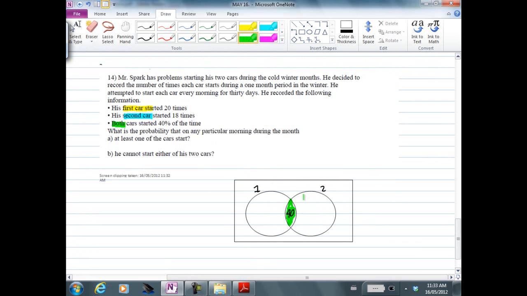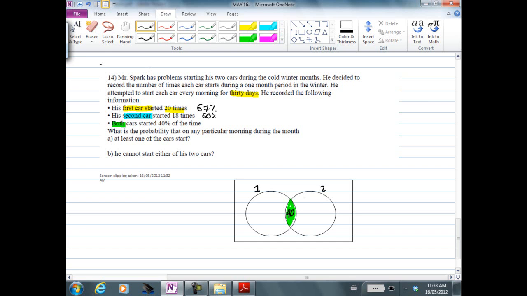Now, here comes the interesting part. This one mentions 20 times. It doesn't work with percent, so you've got to convert this to percent. There are 30 days, so it'll be 20 out of 30. This is going to be roughly 67%. Okay, just roughly. And then his second car, 18 out of 30. Just punch it in your calculator, and you should have 60% dead on.